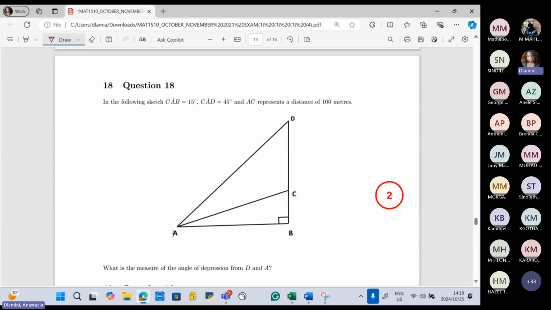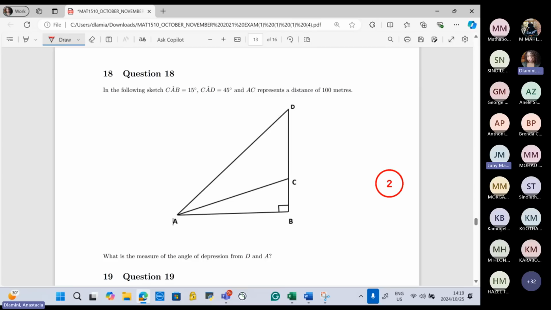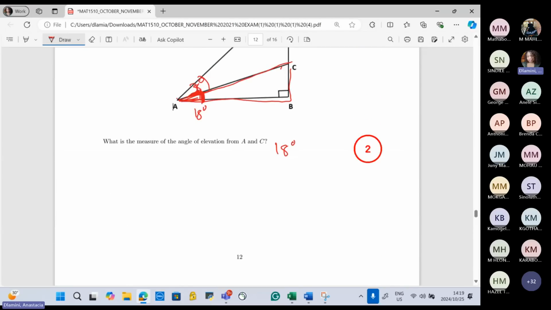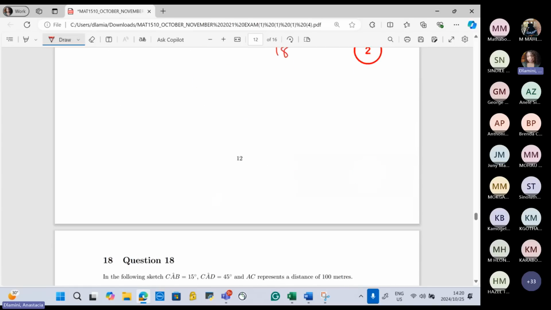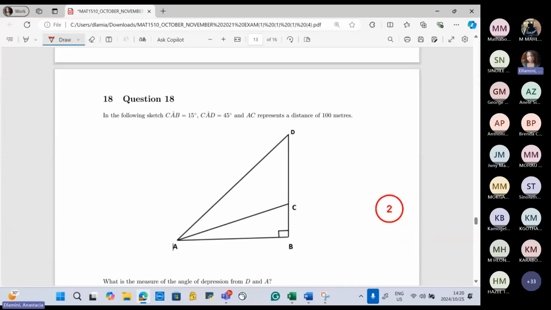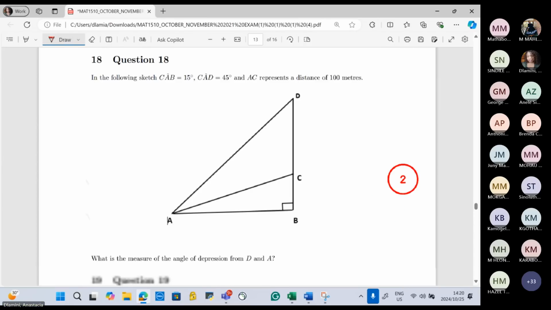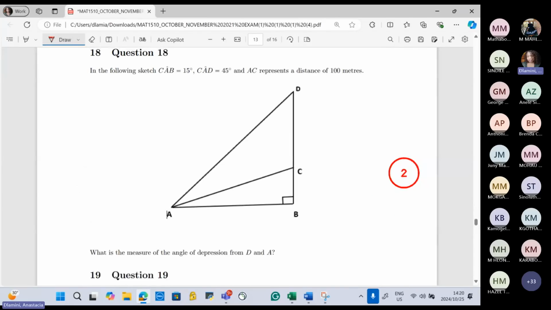Next question. What is the angle of depression from D to A? I'm lost. Where does she get 18? It's from the statement. It's given. Okay. And then, what is the measure of the angle of depression from D to A?